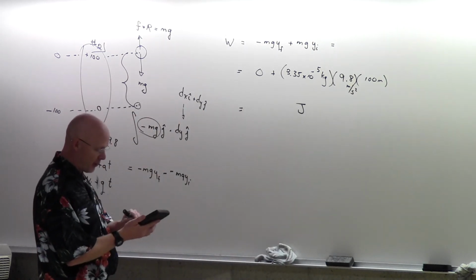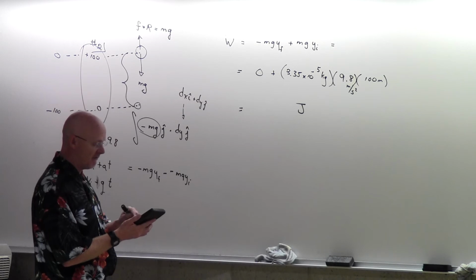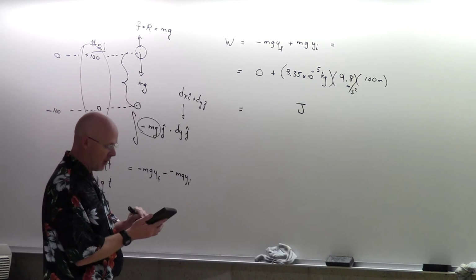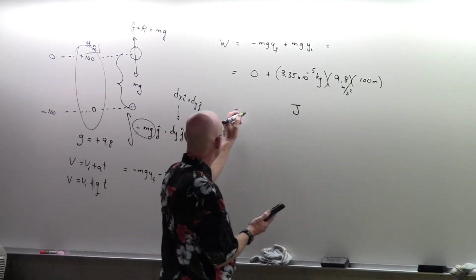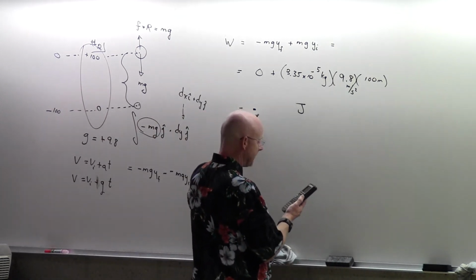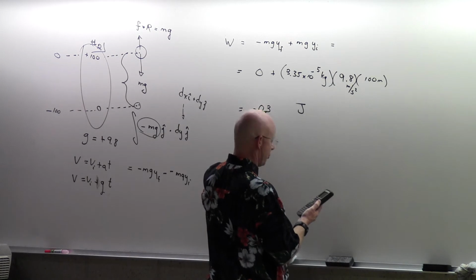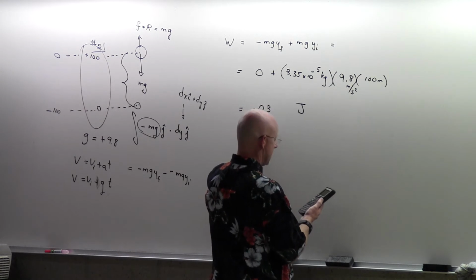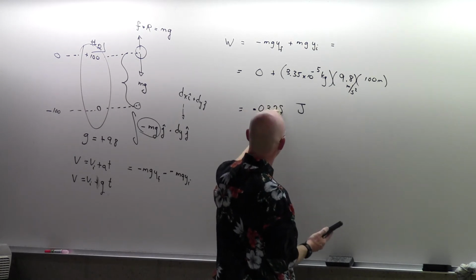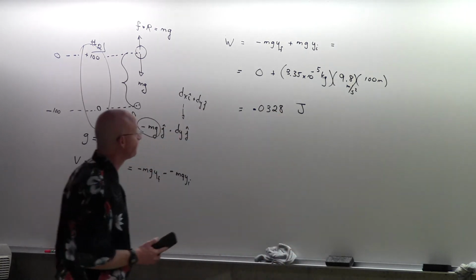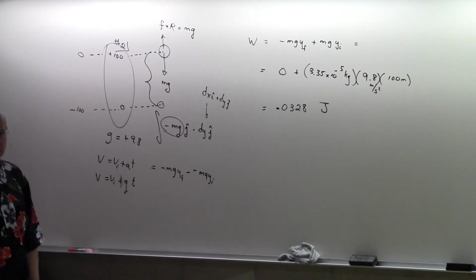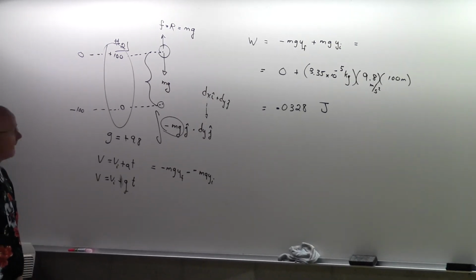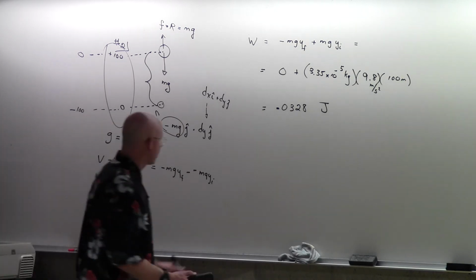And so 3.35 times 10 to the negative 5 for the mass, 9.8, and times 100 comes out to be 0.03. Well, I'll do 3 significant figures. And so there would be the amount of work. Again, notice it is positive. Okay? I'll continue.